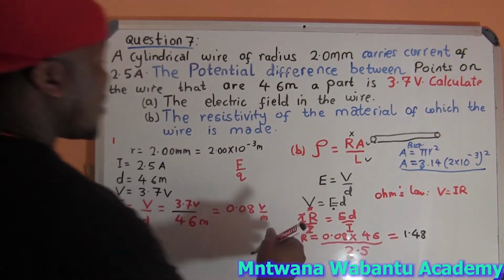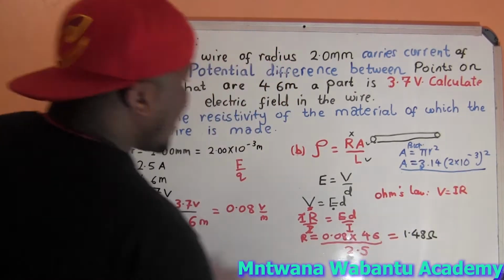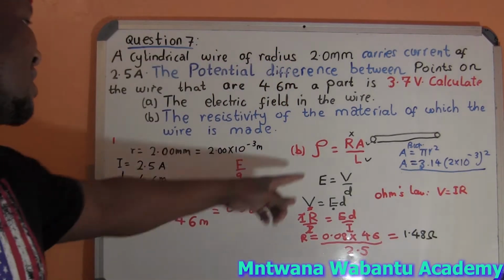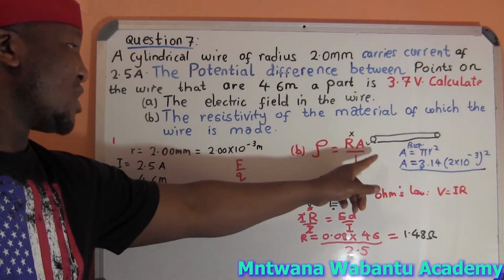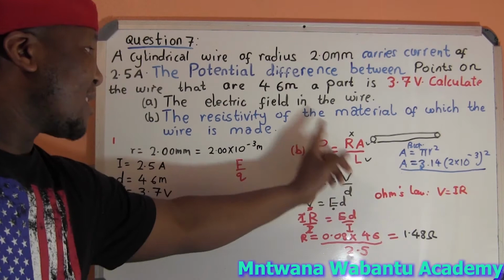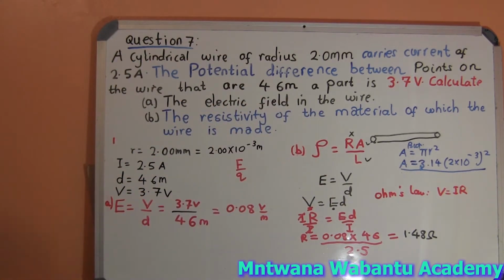And the unit of resistance is? So for that case now, I can get my resistivity. My resistivity equals resistance, which I have, multiplied by cross-section area, which I have, over length 4.6. So let's get it now.